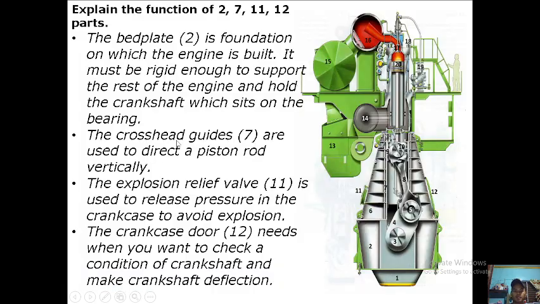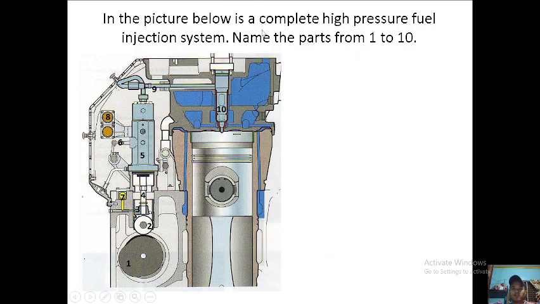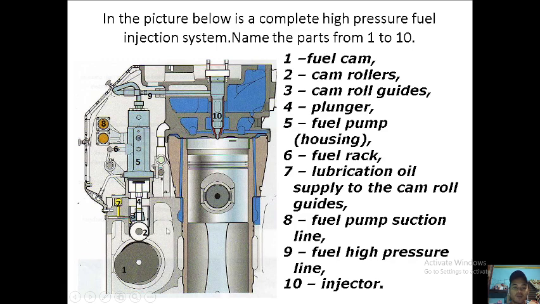So we have another picture. The picture below is a complete high pressure fuel injection system. Name the parts from 1 to 10. So number 1 is the cam, fuel cam. Number 2 is the cam rollers. 3 is the cam roll guides or cam roller guides. Number 4 is the plunger. 5 is the fuel pump housing or the fuel pump assembly as a whole, fuel pump complete.